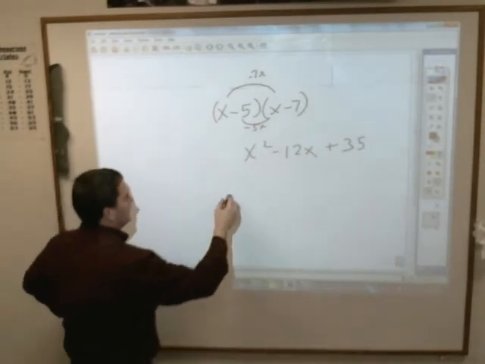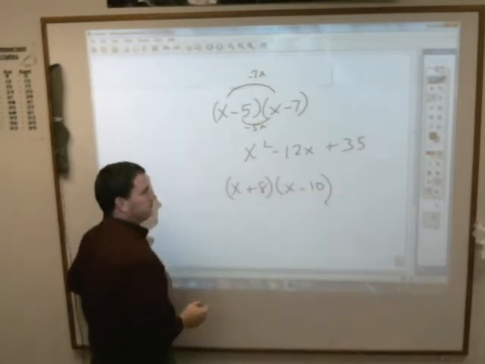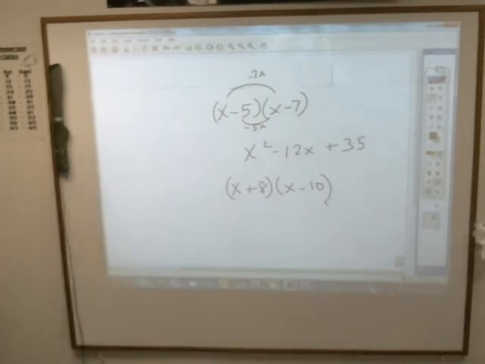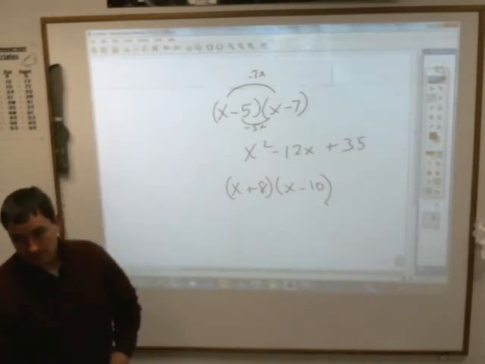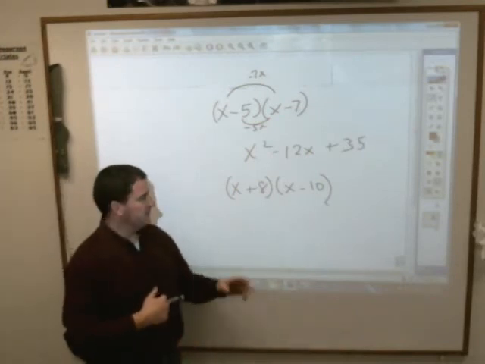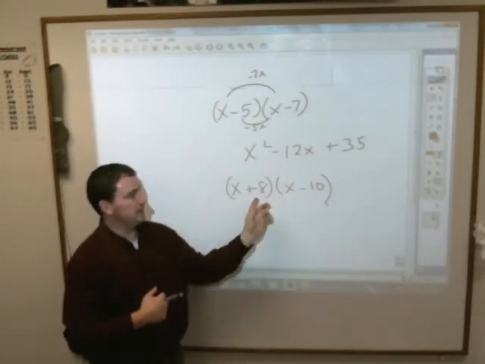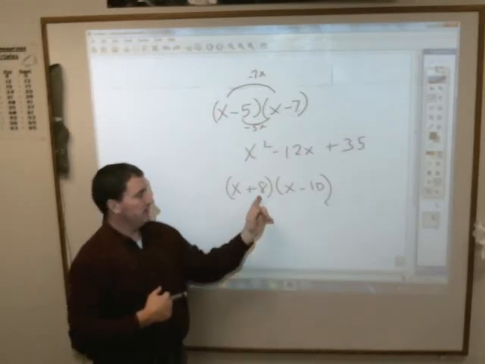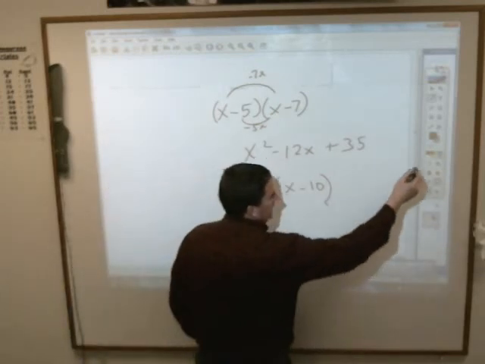How about this one? X plus 8 times x minus 10. You're doing that one in your head. It's a pretty simple one. Knopf, take a shot at it. X squared. X squared I agree with. The last term is going to be what? Negative 80. Negative 10 times positive 8. And the middle term is going to be plus 8x minus 10x. Negative 2x.